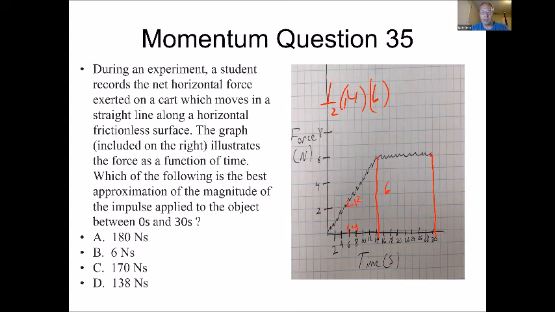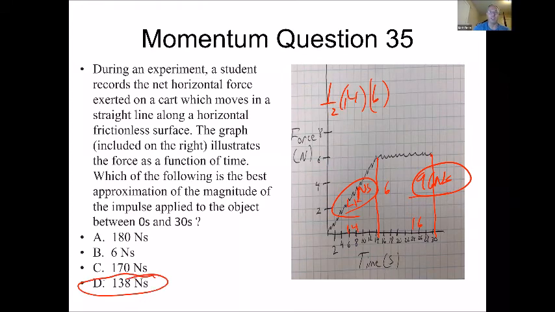And then over here, we've got a rectangle with a height of 6 and a width of 16. So 16 times 6, area is base times height for a rectangle. That's 96. So we're going to add the 96 Newton seconds here to the 42 Newton seconds over here. And that's going to give us a total combined impulse of 138 Newton seconds.